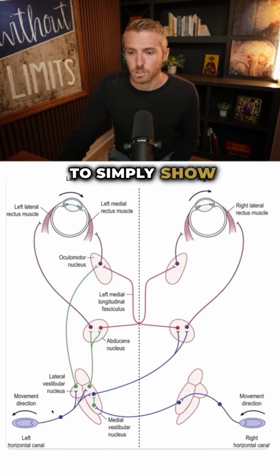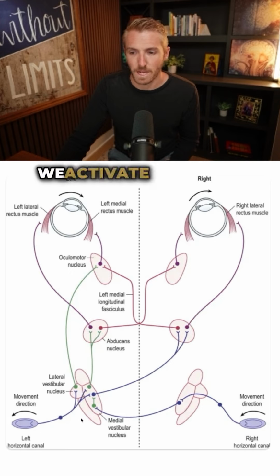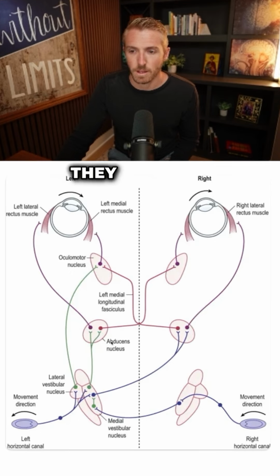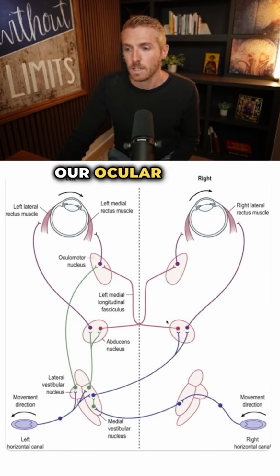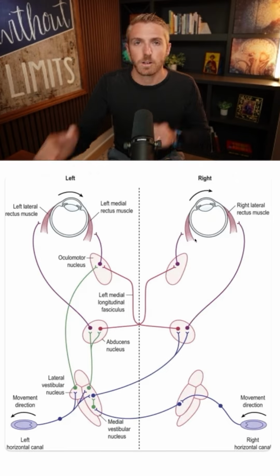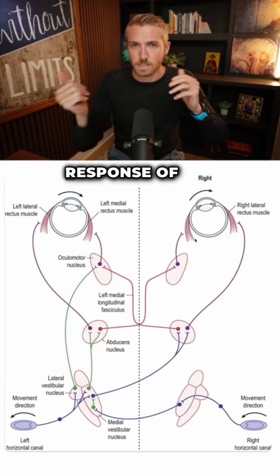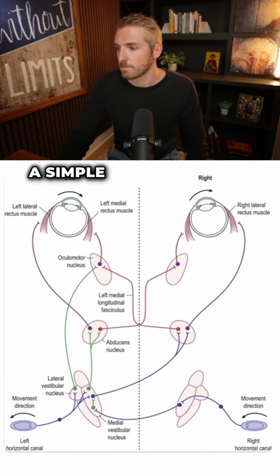But I just wanted to simply show you, when we turn our head to the left, we activate different nuclei in the vestibular system. They fire into our ocular nuclei, and then they create an appropriate response of the eyes. So that's just a simple understanding there.